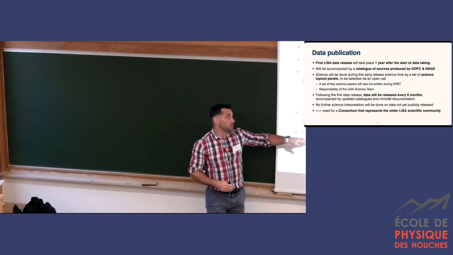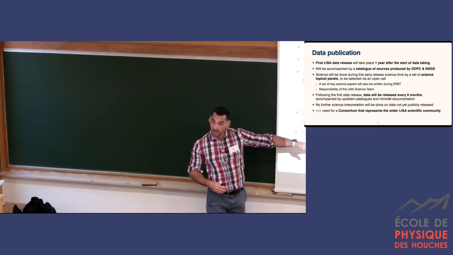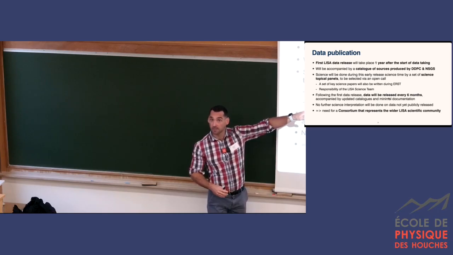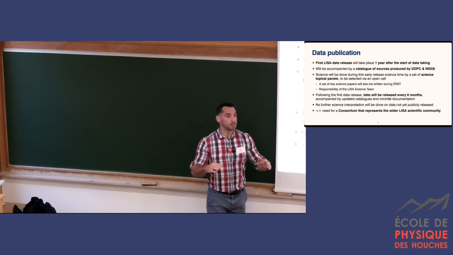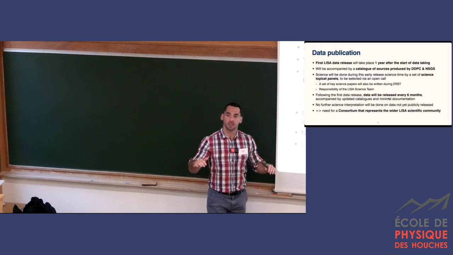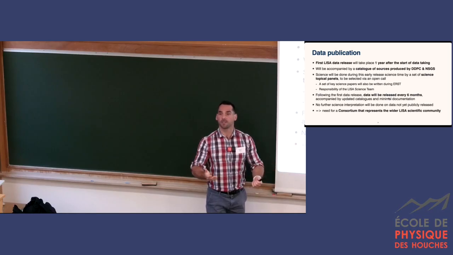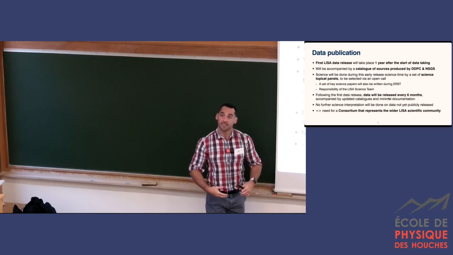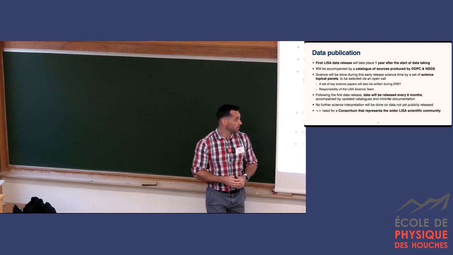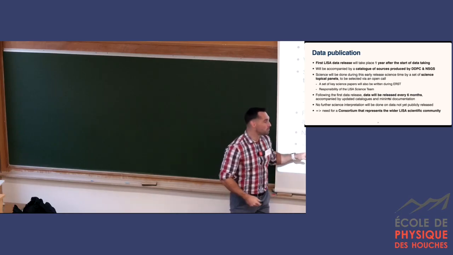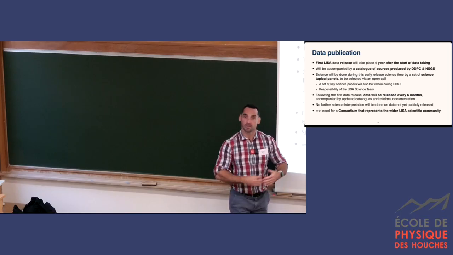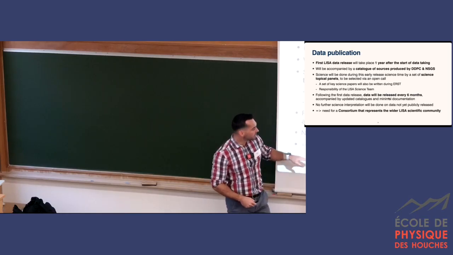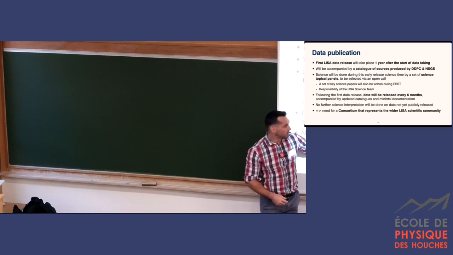No further science interpretation will be done on the data after this first release, right? So once we've published, let's say, the basic papers that constitute the main science goals for LISA, the data will be offered to the general public, and it is up to the general public to do further science analysis. That's why it's important to gather the broader science community around LISA, and this is what the consortium does, right?